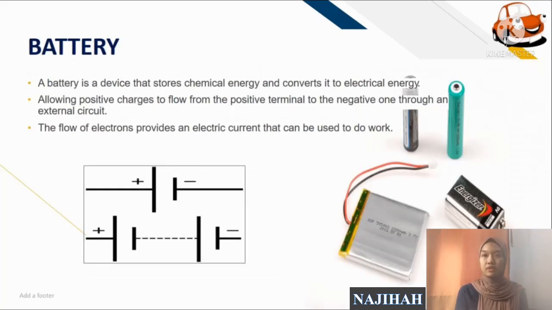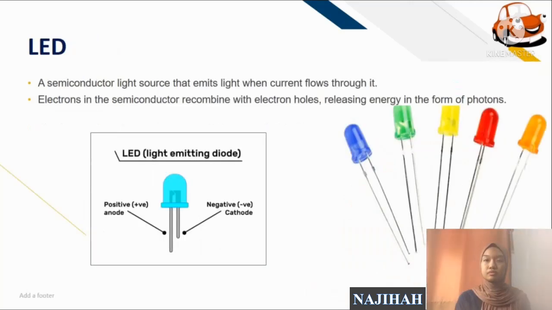A battery is a device that stores chemical energy and converts it to electrical energy. It allows positive charge to flow from the positive terminal to the negative one through an external circuit. The flow of electrons provides the electric current that can be used to do work.